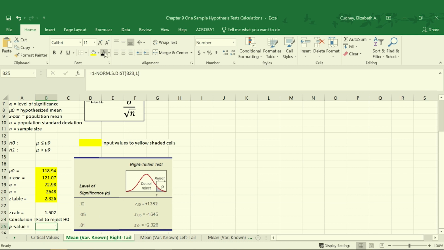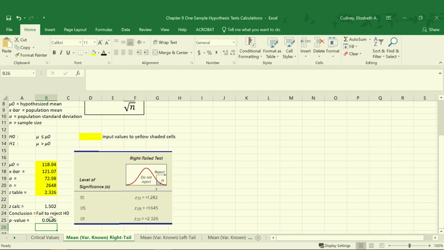Our p-value can also be calculated using our NORM.S.DIST function based on our Z calculation from cell B23, and then we're using a 1 since it's cumulative. So that gives us a p-value of 0.06, which tells us our level of confidence within our decision.